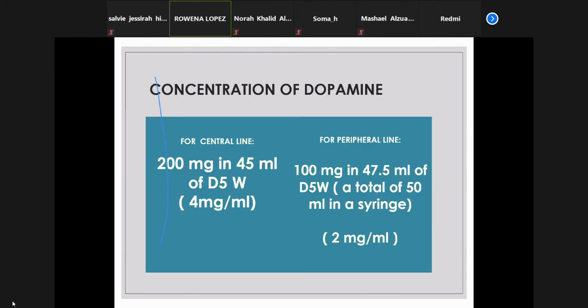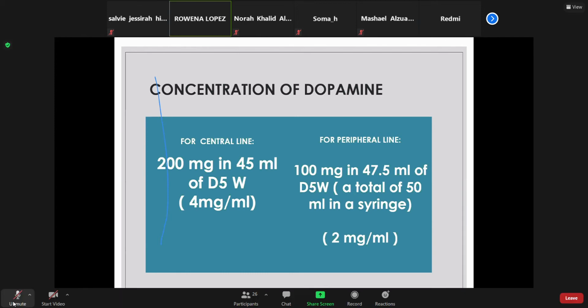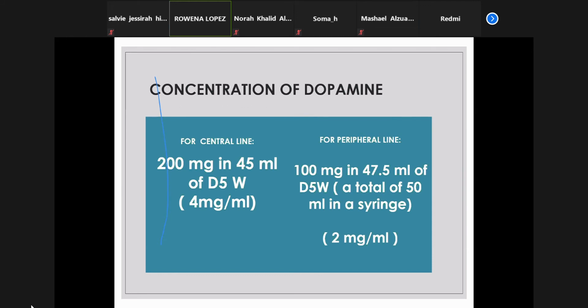So for the dopamine, okay, we are now in the second medication. For the dopamine, usually for the central line, the concentration is 200 milligrams in 45 ml of D5 water or NS. So it's 4 milligrams per ml. And for peripheral line, just in case we need to start in the ward, it should be lower, half the dose, 100 milligrams in 47.5 ml of D5 water or NS, a total of 50 ml in a syringe, which is 2 milligrams per ml.